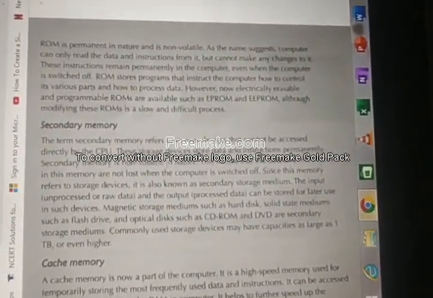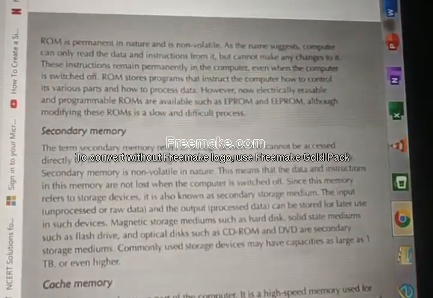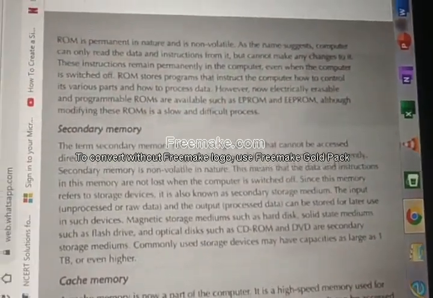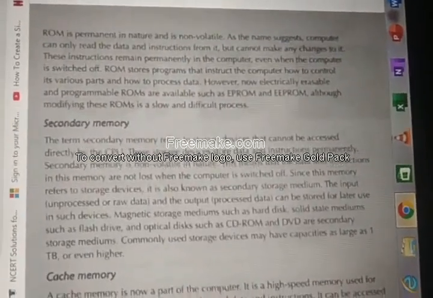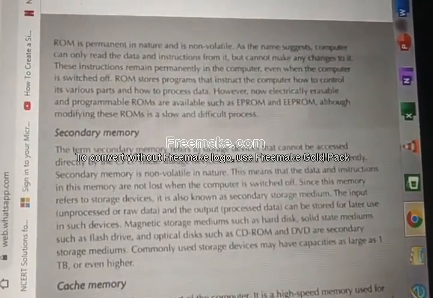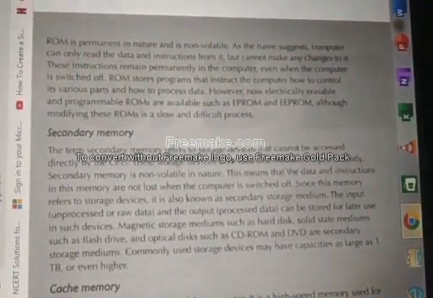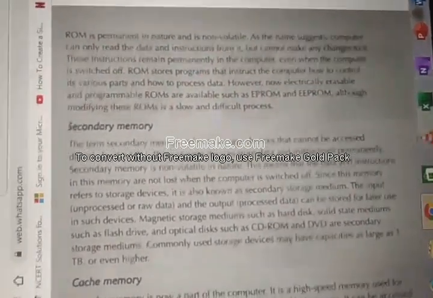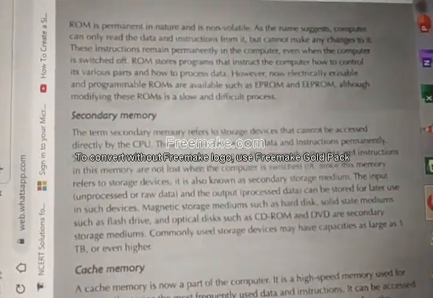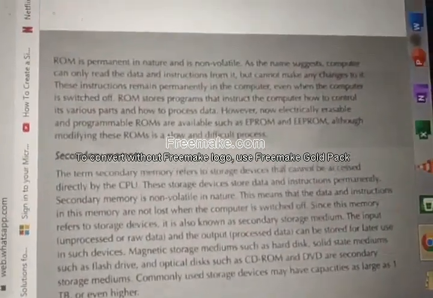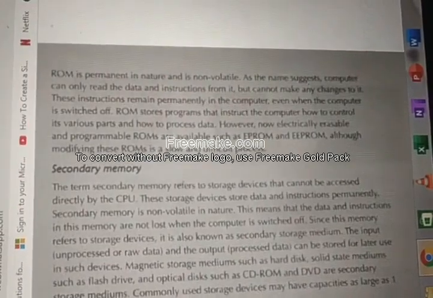Okay, next, secondary memory. We saw primary memory, RAM and ROM. Now we are going to secondary memory. Secondary memory is the hard disk. You know hard disk. If you don't know, there is something called a hard disk inside your CPU, that big box. The hard disk is placed inside the CPU.